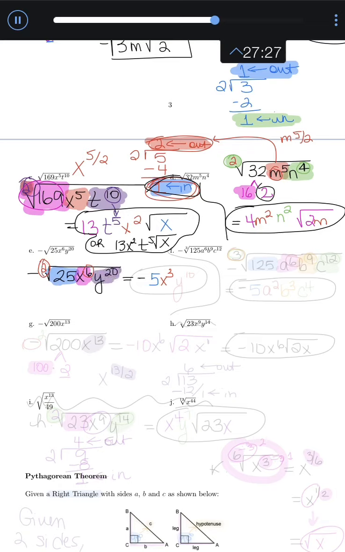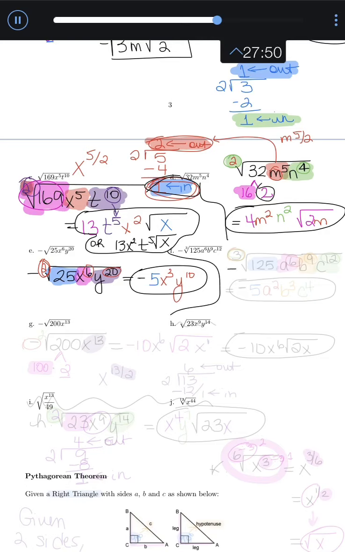But again, we've got a 2 on the outside. 2 goes into 20 10 times. So we'll have a y to the 10th that divides out evenly. And it's completely outside of the root now. So we're going to end up with negative 5x cubed y to the 10th. And that's because the root's divided evenly into the exponents. Wonderful. It's nice when things work out.